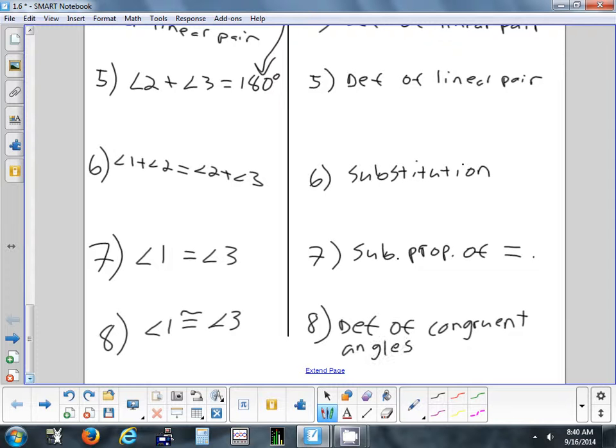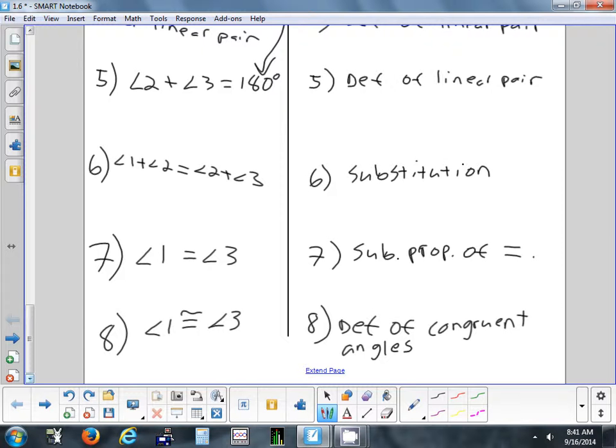Okay, writing proofs takes a lot of practice. It's not something that's going to come easy the first time or the second time or maybe even the 7th time. But we'll continue to practice them. But this is a good example of how you write a proof in geometry.